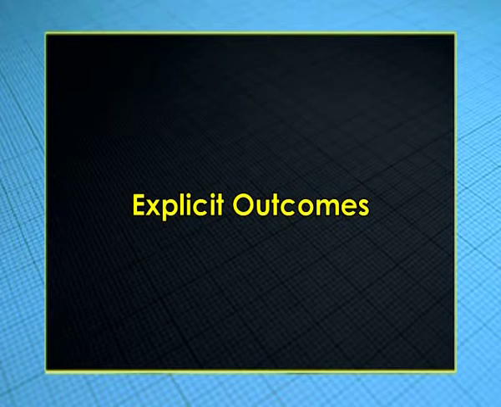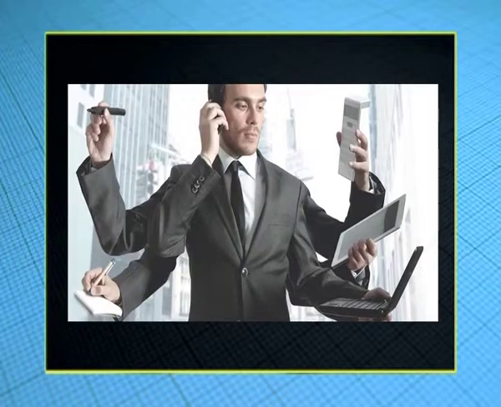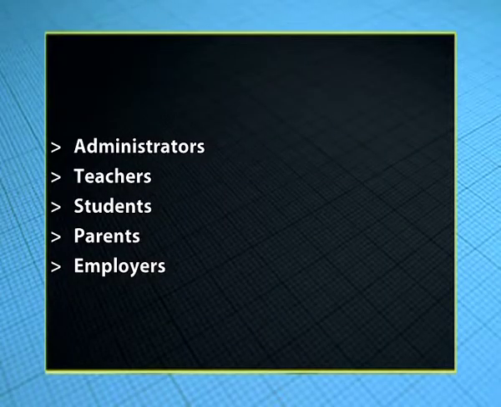Now, number third, explicit outcomes. Not only must the contemporary curriculum be responsive to the world of work, it must also be able to communicate this responsiveness to administrators, teachers, students, parents, and employers. Broadly stated goals are an important part of any curriculum. However, these goals are only valid to the extent that they can be communicated in a more explicit manner.